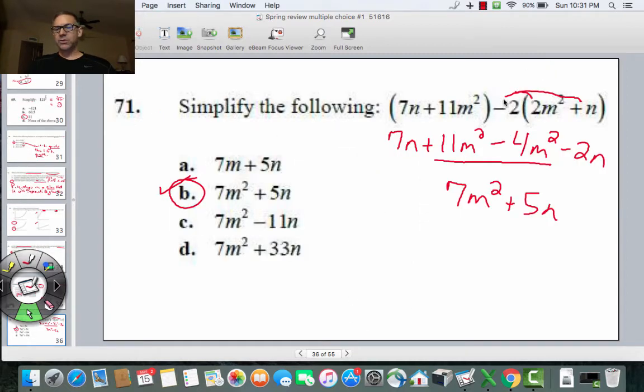We want to use the distributive property with problems like this. So we have negative 4m squared minus 2n, and then we want to combine like terms. So 11m squared minus 4m squared is 7m squared. 7n minus 2n is 5n. So that's our answer.